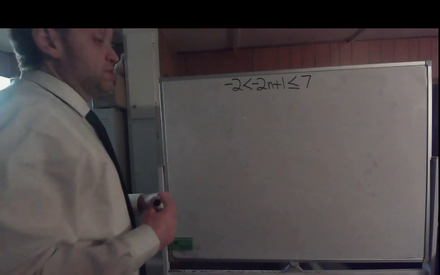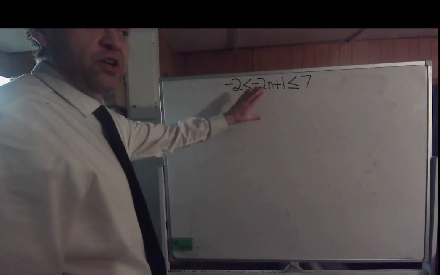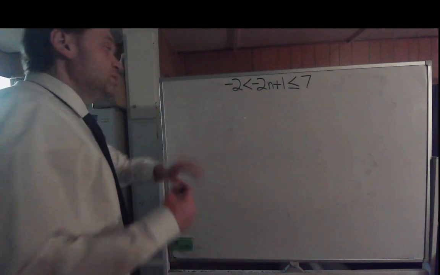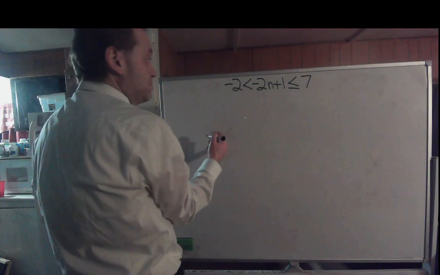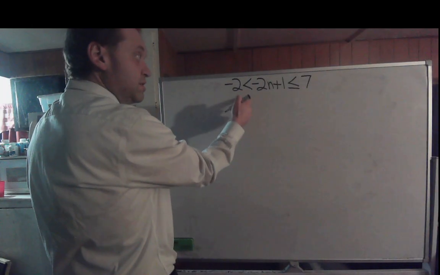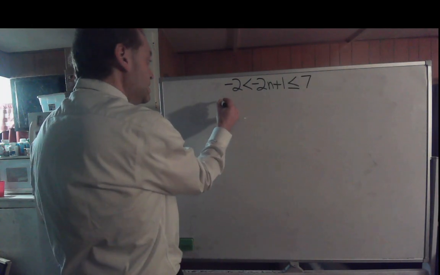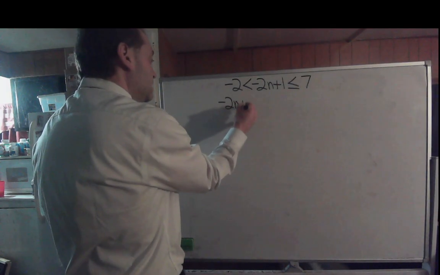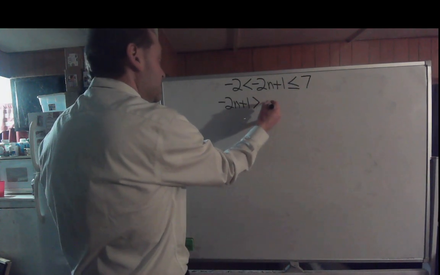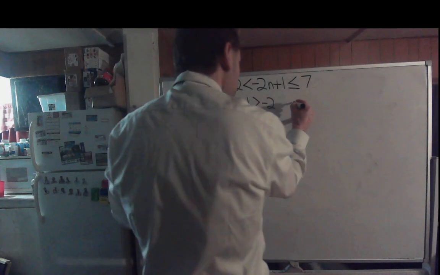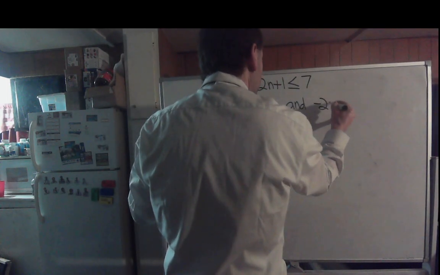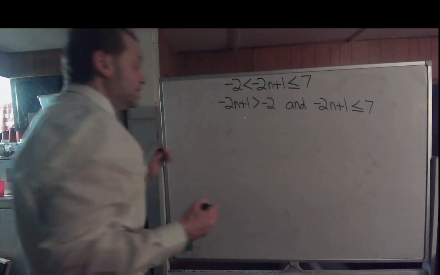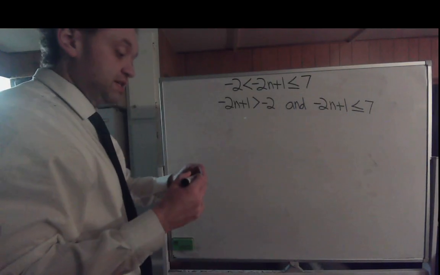So since you know you're going to have a negative sign on your variable in the middle, go ahead, do yourself a favor, write these as separate and statements. So if negative 2 is less than negative 2n plus 1, that means that negative 2n plus 1 would be greater than negative 2. And then we have that negative 2n plus 1 is less than or equal to 7. Now just solve each of these inequalities separately.